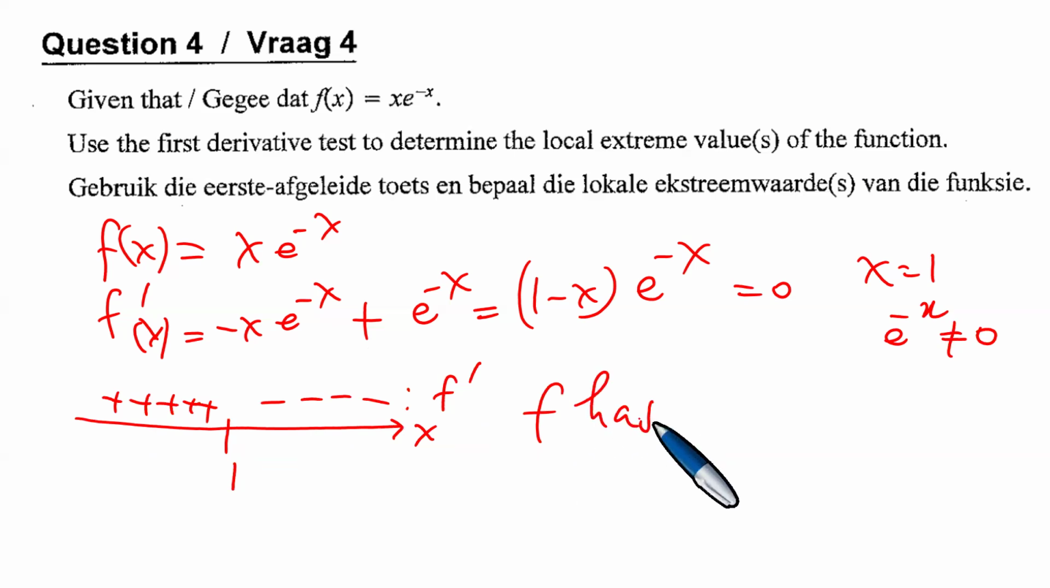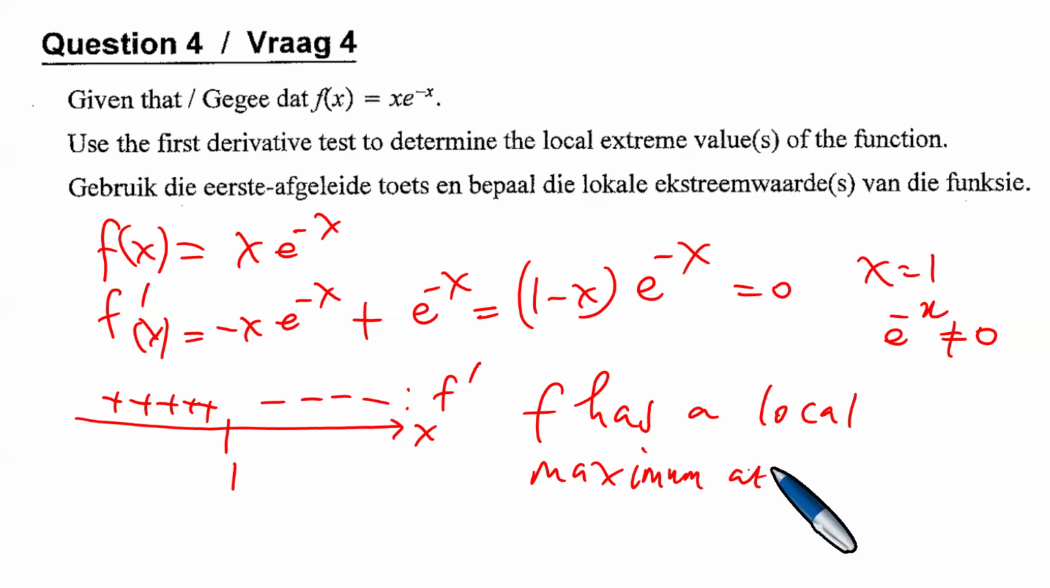f has a local maximum, right at x equals 1, because here it is increasing, then there it's decreasing. So because it's increasing, then decreasing, positive to negative, it means that there's a local maximum at the point where x is 1.